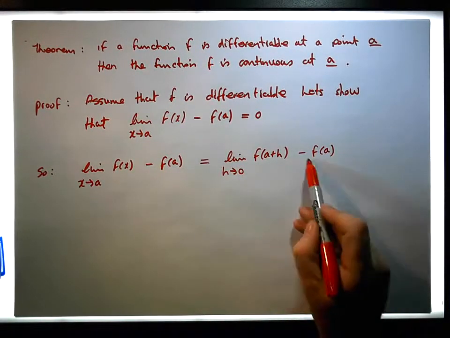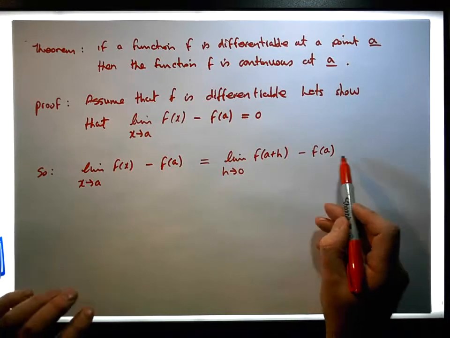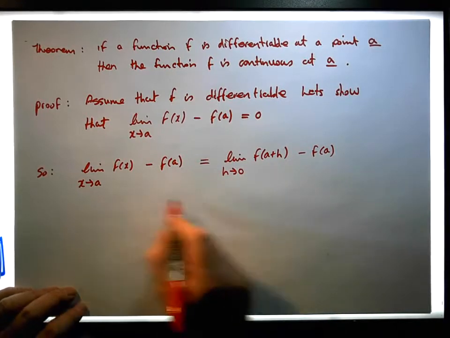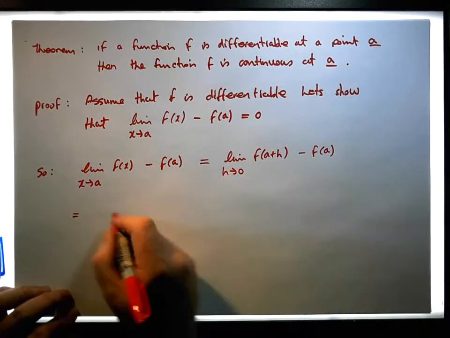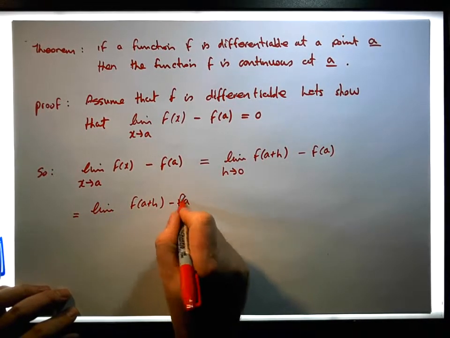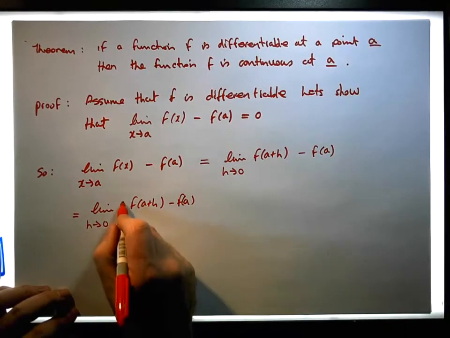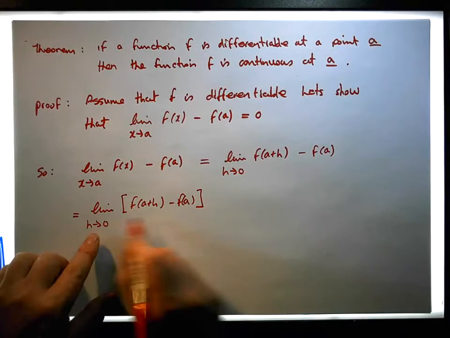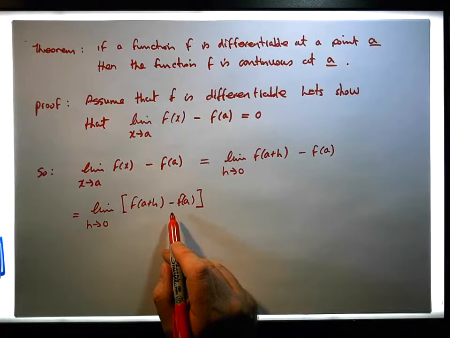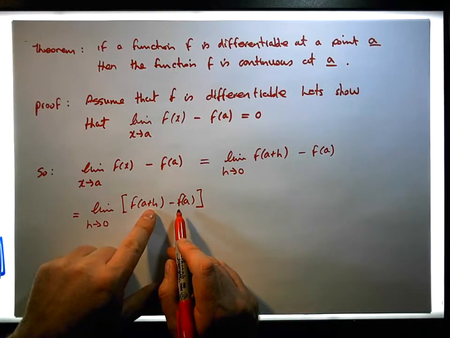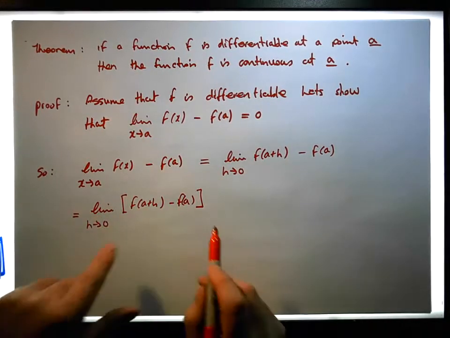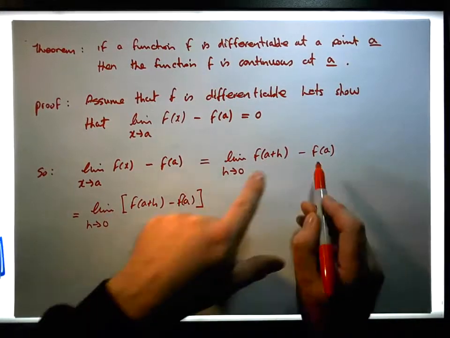Now f of a is actually just a value, just a number. It's the function f evaluated at a. So we can bring that back into the limit. This is equal to the limit of f of a plus h minus f of a, as h tends to 0. Don't forget we have a theorem that says the limit of a plus b is the same as the limit of a plus the limit of b, when both of them exist. So we're bringing these two things back in together here.